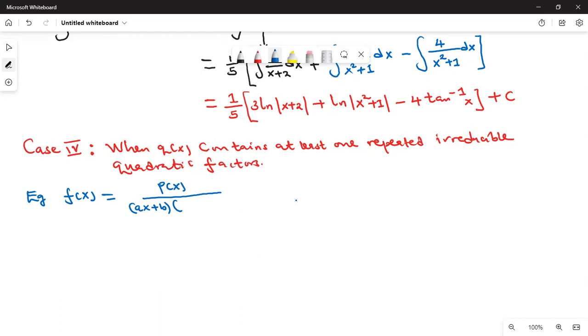Already I've used a and b. I could use a1 and a2, or whichever. And here I can use cx squared plus dx plus e. And this is repeated k times. So what are you supposed to do in this case? So this one will be equal to, take note, this is linear, so we expect the numerator to be a constant. We could use any constant, say a1, or I could just say a over ax plus b.